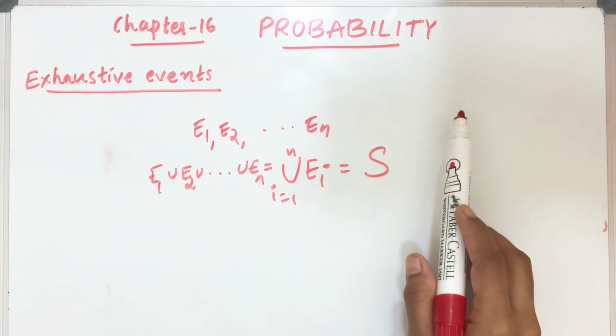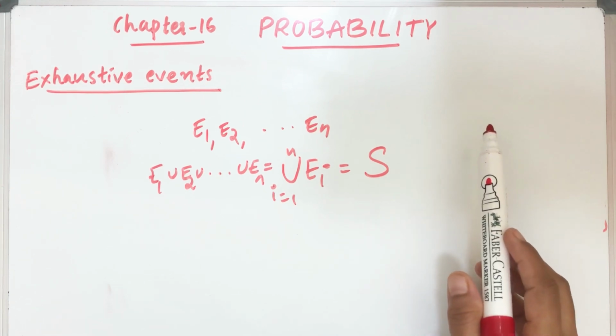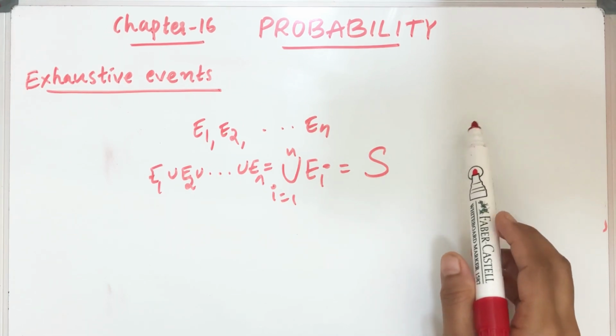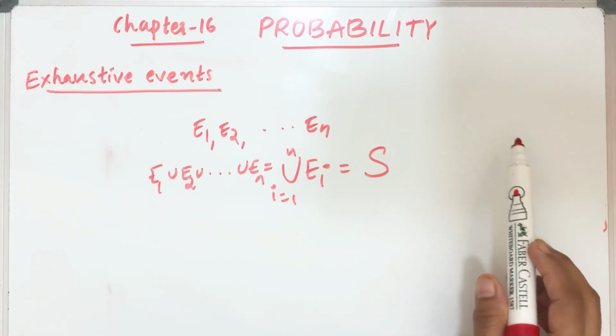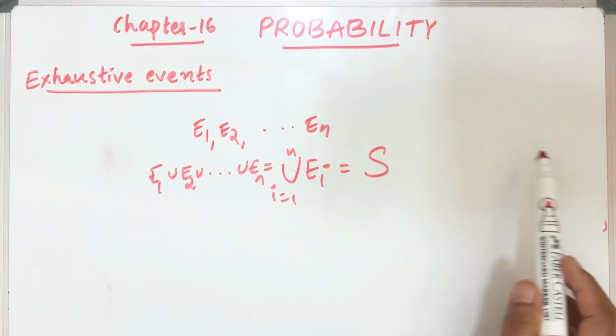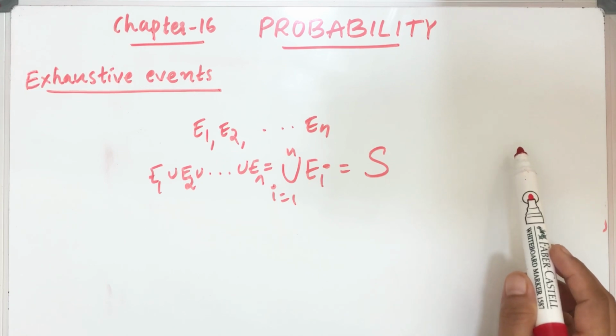For example, we can say in tossing a coin, let E be the event of occurring a head and F be the event of occurring a tail, then E union F is equal to {H, T}, that is S. Then it is an exhaustive event.